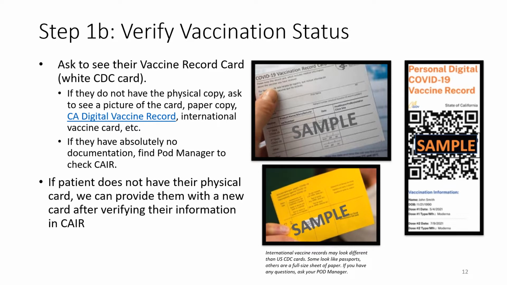For patients that don't have their physical card on them, ask if they have a picture of it. We can use a picture of their card as long as it clearly shows their name, date of birth, vaccine products, lot numbers, and the dates of their vaccination. If the patient was vaccinated in California, they can look up their California digital record, and we can use that to verify their vaccination status. For patients who got vaccinated in other countries, be sure to ask them for proof of those vaccinations.